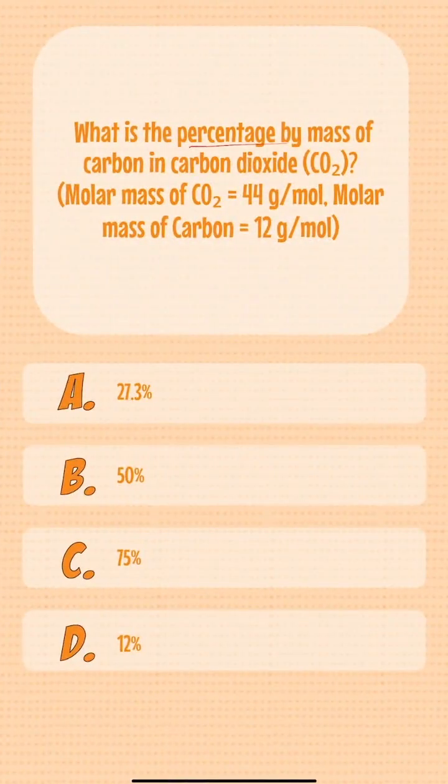So back to that question. The question's asking what percentage by mass of carbon is in carbon dioxide. Carbon dioxide is CO2, and it's asking what percentage of carbon dioxide is carbon. Some people might think the answer is 1 in 3, because there's 3 atoms here: a carbon atom, an oxygen atom, another oxygen atom. So 1 in 3, that's 33%. But that's not right.